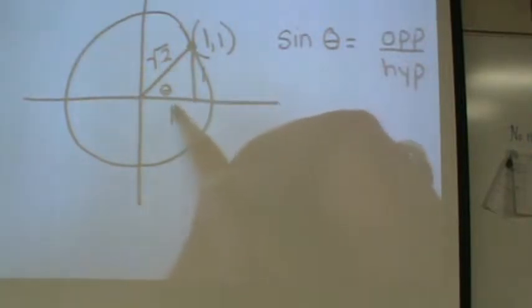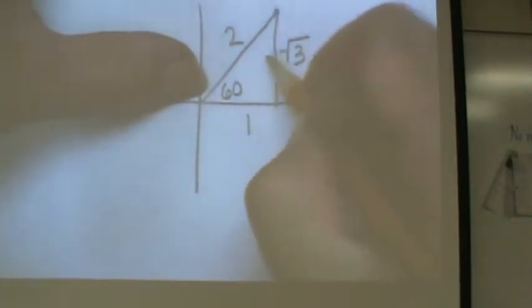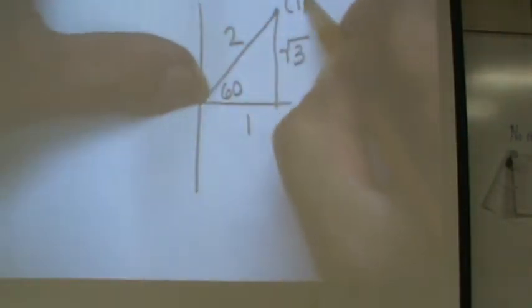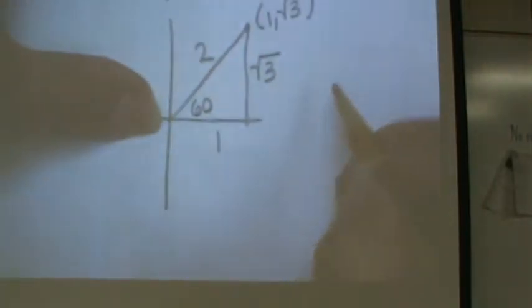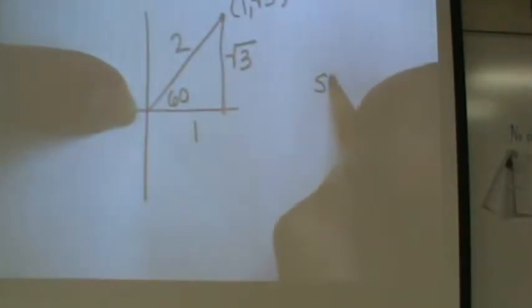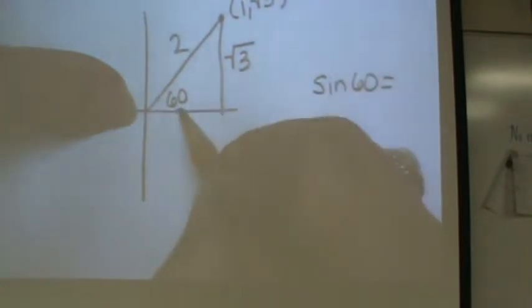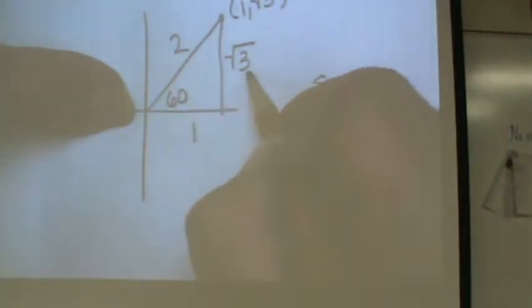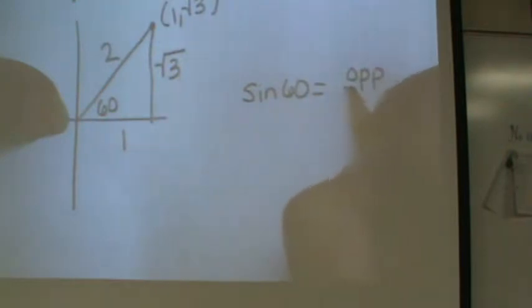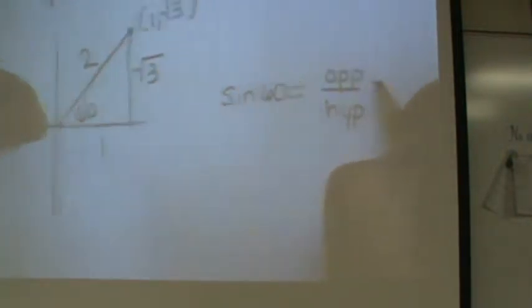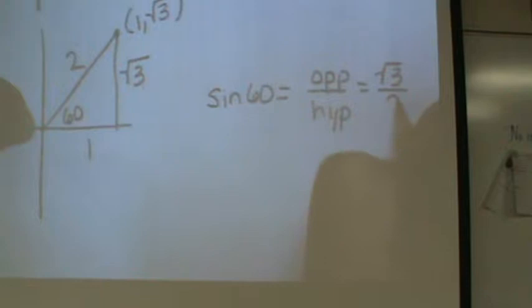Well, what if I named this, because I don't want to use 1, 1, what if I wanted to call this a 60-degree angle? So this would be root 3, this would be 1, and this is 2. So this point right here would be over 1, up root 3. So if I said, what's the sine of 60 degrees? Sine is opposite over hypotenuse, or root 3 over 2.